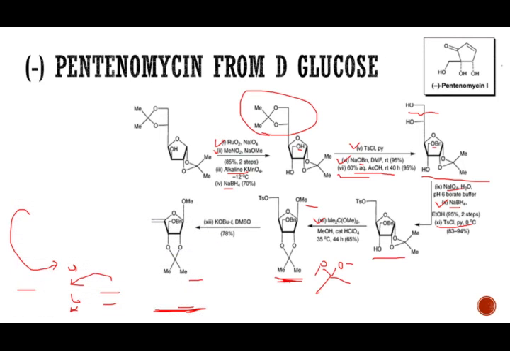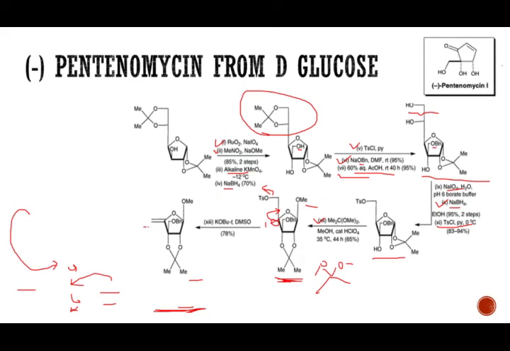Now the next reaction is treatment with potassium tertiary butoxide in DMSO. This is a simple elimination reaction. What will this potassium tertiary butoxide do? It will abstract a proton from this carbon. We get a negative charge over here, and then there is an elimination reaction. As we are using a strong base, only elimination is possible.